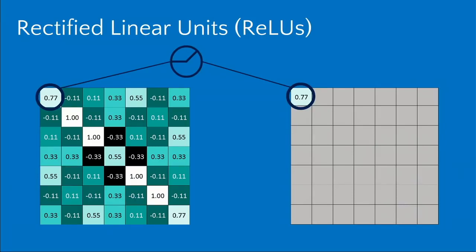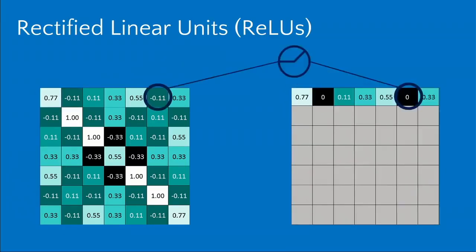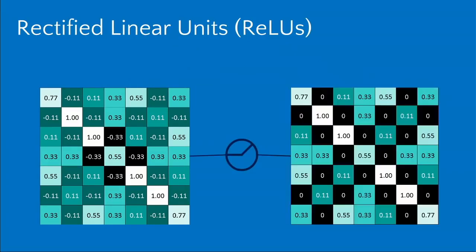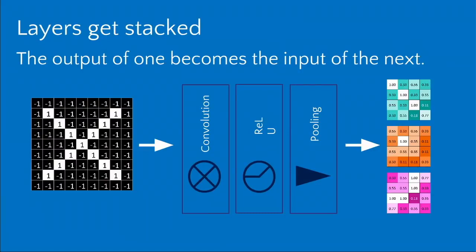So a 0.77, not negative, it doesn't touch it, but a minus 0.11, it's negative, just bumps it up to 0. And by the time you've gone through all of your images and all of your pixels and done this, this is what you have. So everything that was negative is now 0. So just a nice little bit of normalization, some conditioning to keep things numerically well behaved. So a stack of images becomes a stack of images with no negative values.